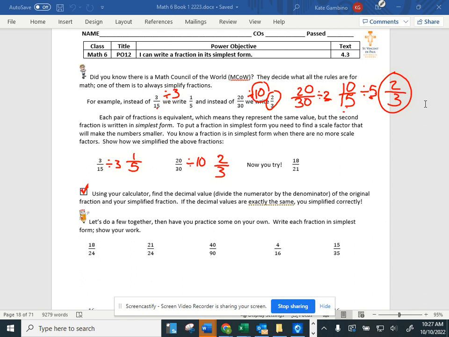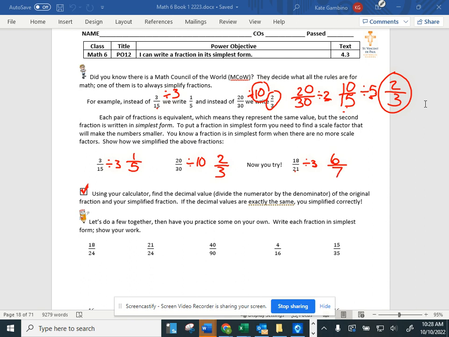So think, what is the biggest factor that 18 and 21 share? If we don't find the biggest one, can I go even smaller? What scale factor did you use, James? I used 3, so it'd be 6/7. So if I divide 18 by 3, I get 6. 21 divided by 3, I get 7.